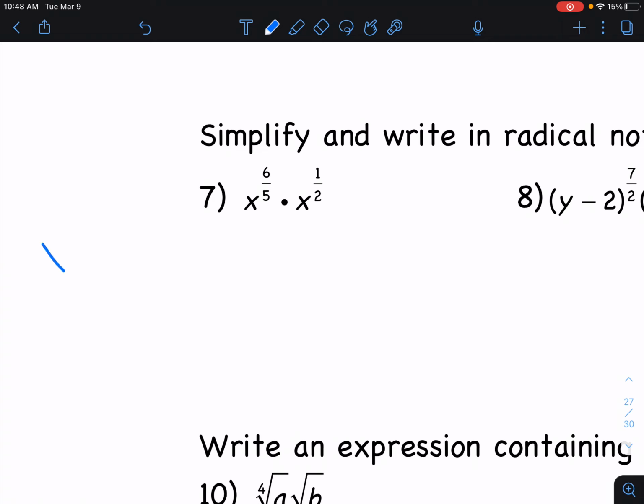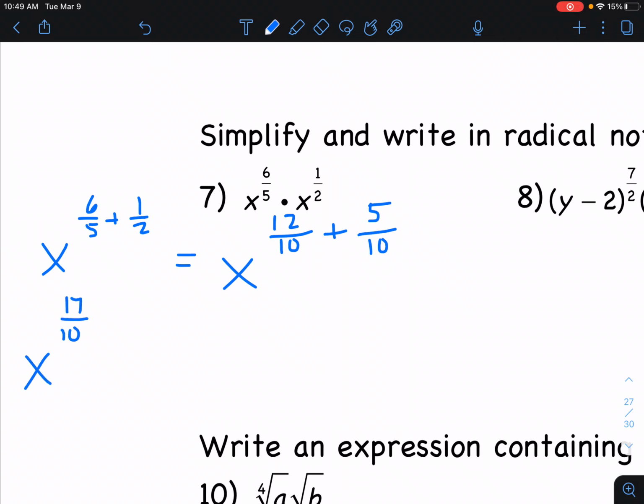So x times x, remember we are supposed to add the exponents. Common denominator of 5 and 2 is 10. So that would be 12 over 10, multiply each by 2. And 1/2, of course, is 5 over 10. Now we can add them. That would be 17/10. And now that it's down to one exponent, we can do what the problem asks us to do. We can write it in radical notation. That would be the 10th root of x to the power of 17.